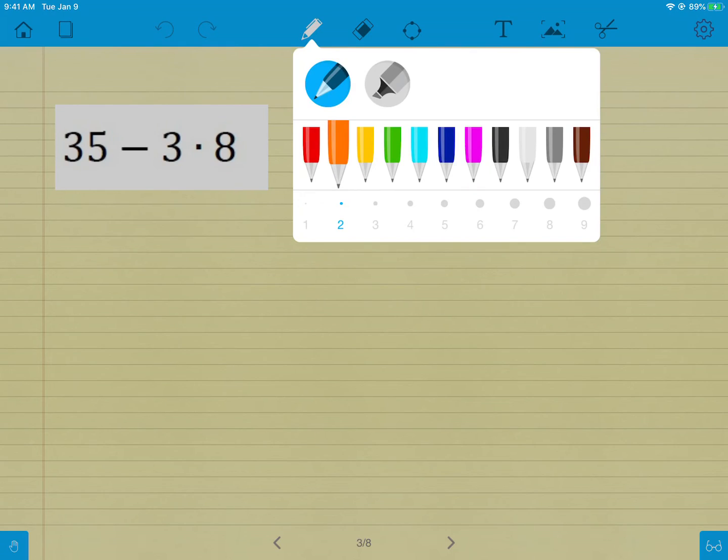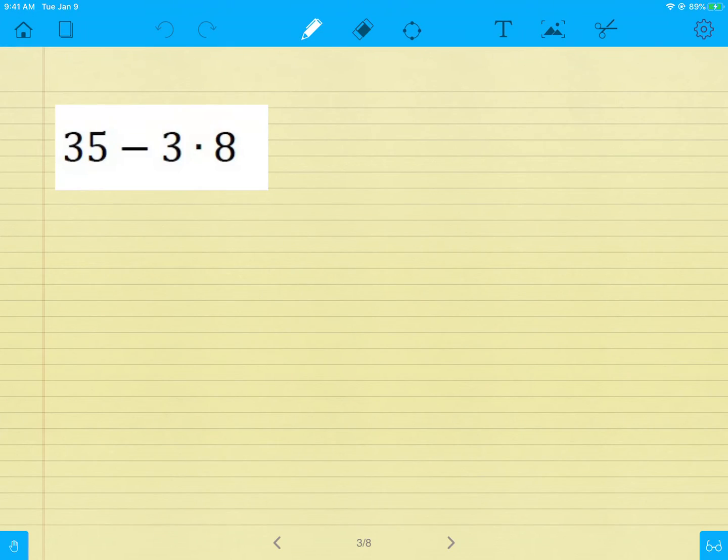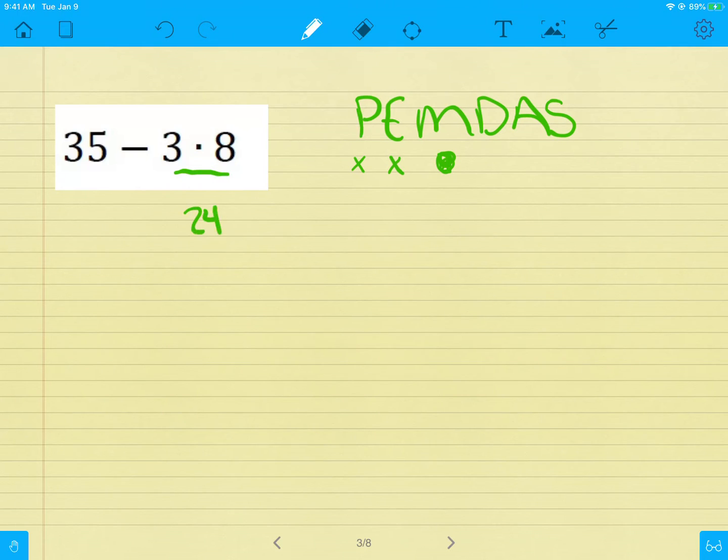So, the next problem here. Obviously, we follow our order of operations, which is PEMDAS, right? I keep reminding you of this. Now on this problem, we look for our rules. Is there any parentheses? No. Is there any exponents? No, there's no powers. Is there any multiplying? Yes, there is. We have to do this one first. So we have to go 3 times 8, which is 24.